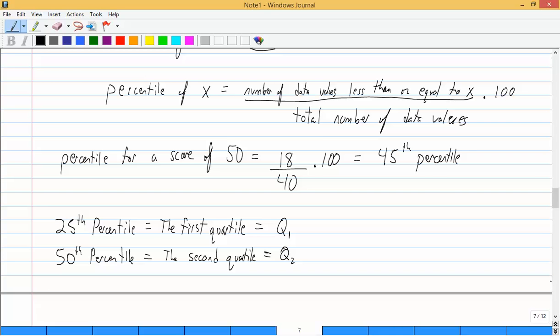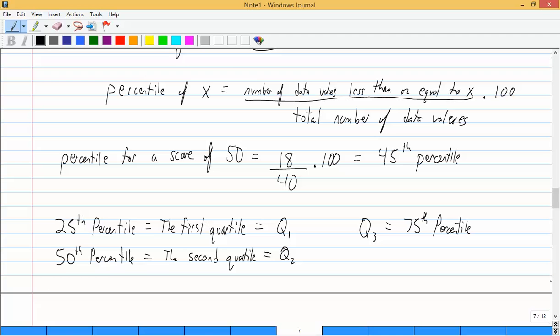So what do you think Q sub 3 would be equal to? Yeah, Q sub 3 is the 75th percentile, or the third quartile. So whatever the subscript number is.